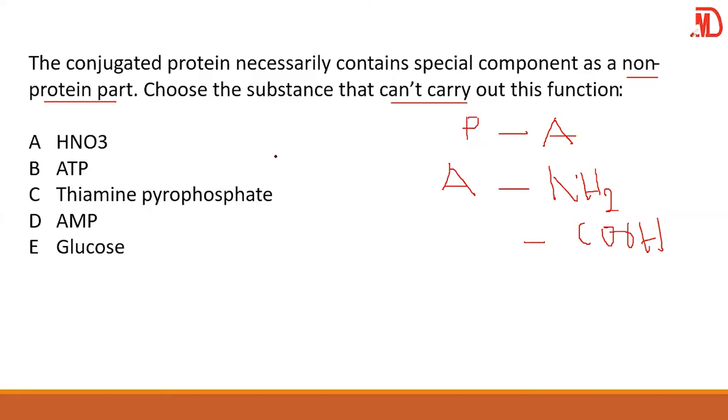For the inorganic cofactors, we have metal ions, for example magnesium 2+, manganese 2+, that is Mn 2+, and sodium plus. These are the inorganic cofactors. So if you look at what we have in our options, almost everything here is a cofactor, except HNO3. Therefore HNO3 cannot carry out the non-protein part function of a conjugated protein. So your answer is A.